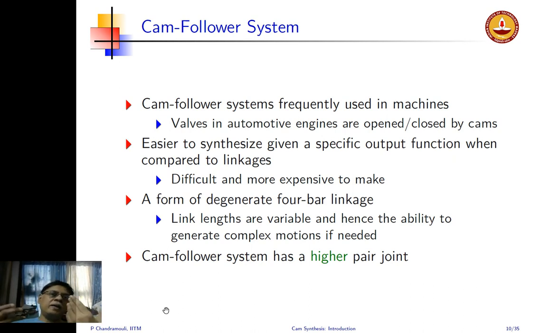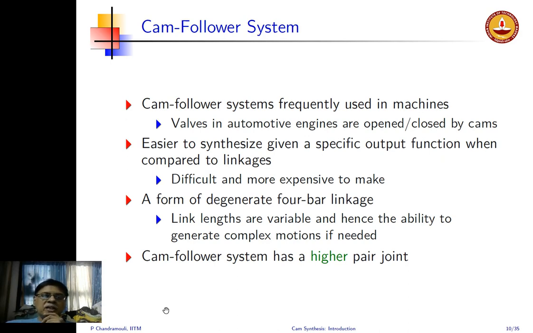Now, this higher pair mechanism could be thought of as a degenerate 4 bar linkage whose link lengths are changing with various configurations, and therefore this varying link length is what gives it the ability to generate complex motions, right?